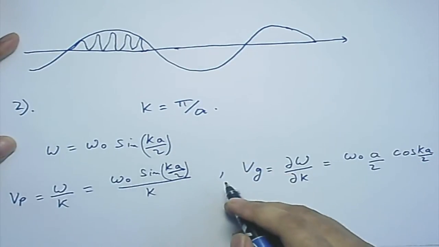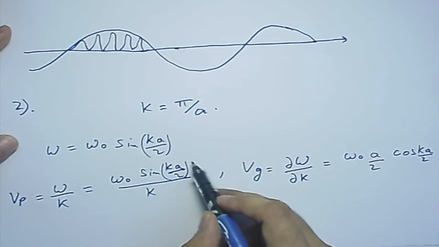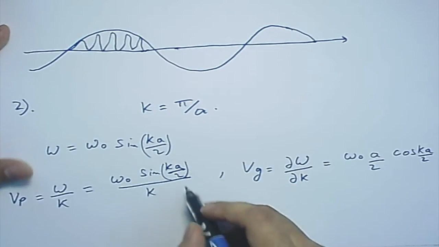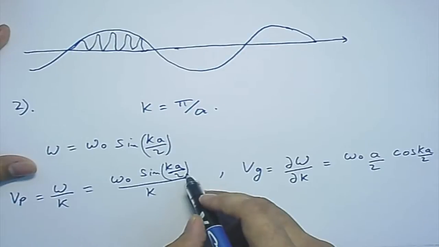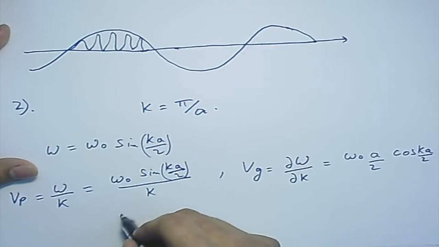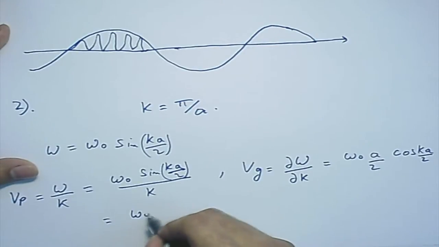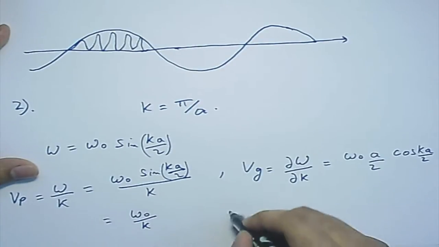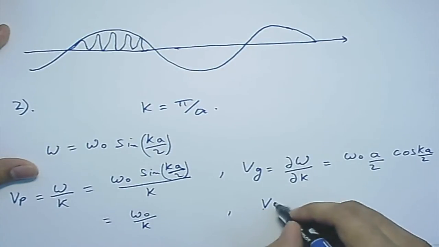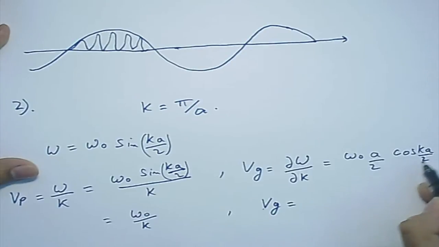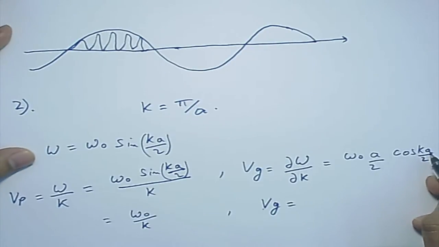So at k equals pi by a, sine of k a over 2 would be 1. So the phase velocity would be omega naught over k. And the group velocity, on the other hand, would be 0, because cos of pi by 2 would be 0.